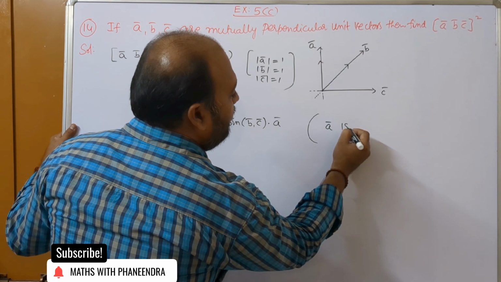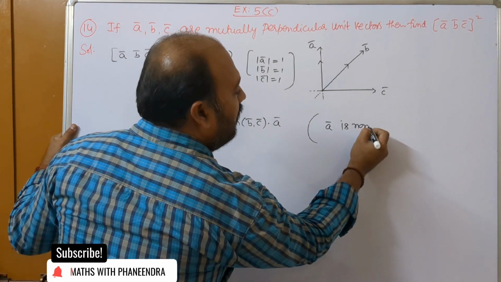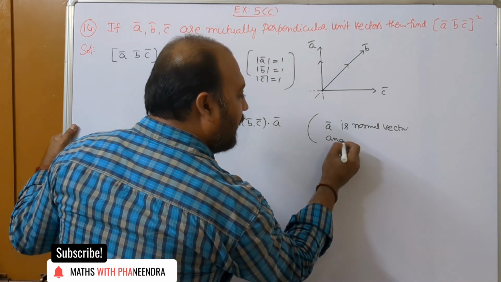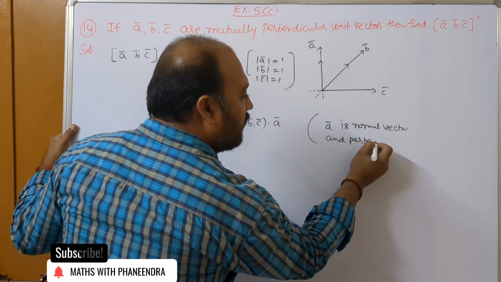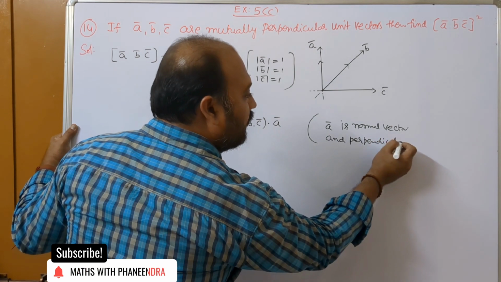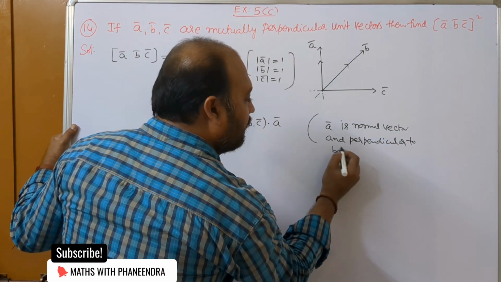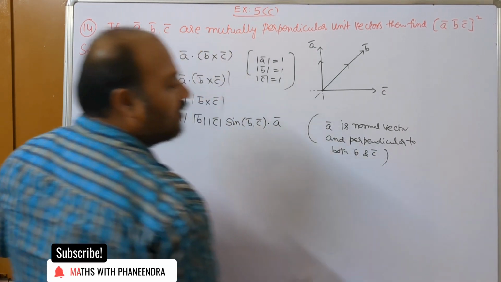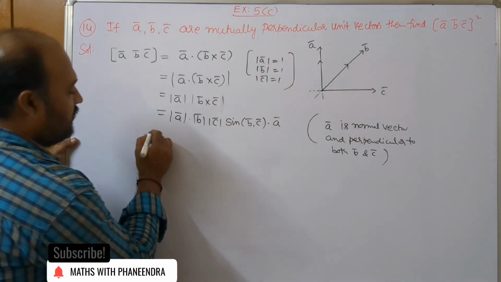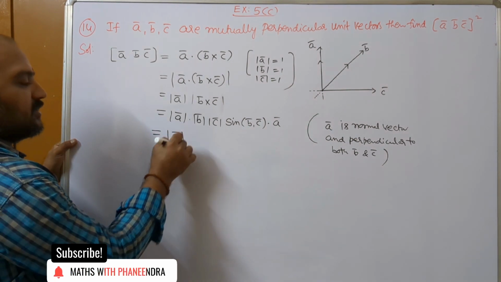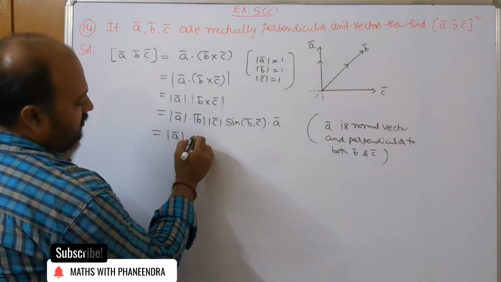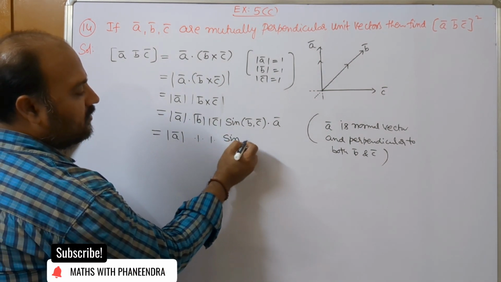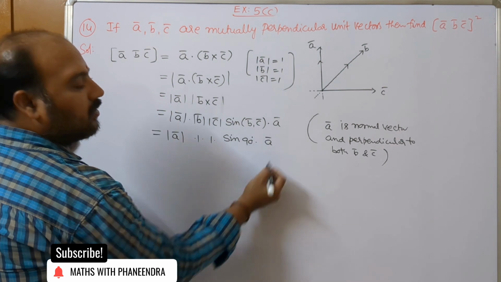Since A bar is a normal vector and perpendicular to both B and C, perpendicular to both B and C. So mod A bar, first as it is we are writing, mod B value 1, mod C value also 1, sine 90 is 1.